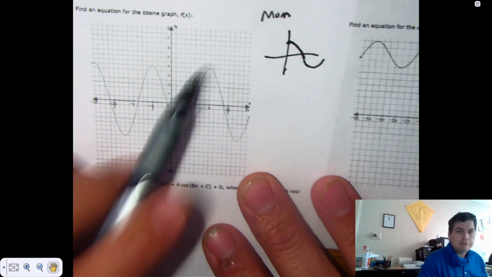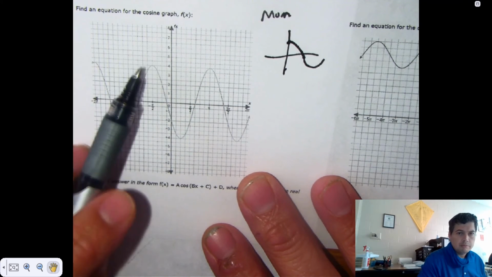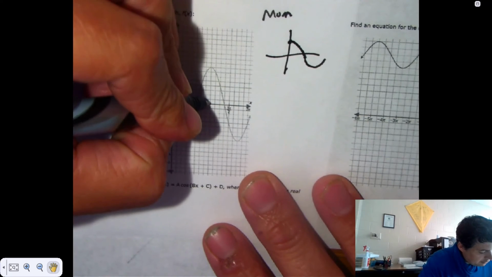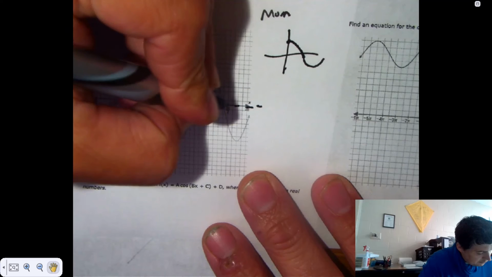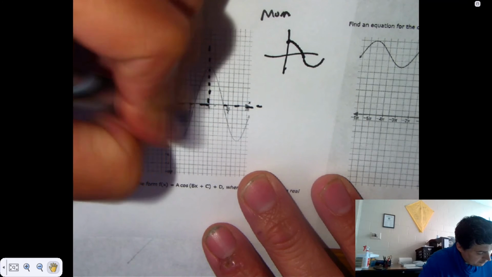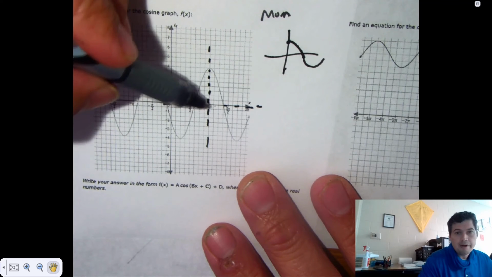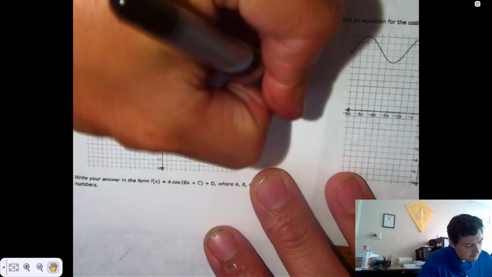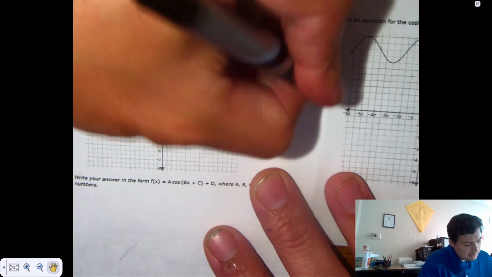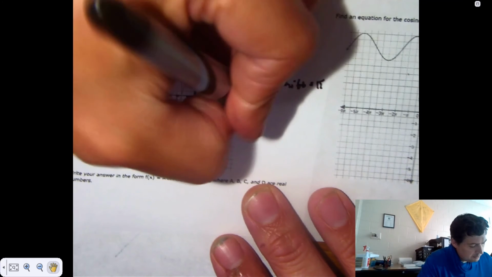I always just play around with quadrant 1, but there's nothing stopping you from playing around with quadrant 2. But I'm going to draw in a vertical line here. That's my phase shift. I can see it now. This thing has been shifted to the right pi. So my phase shift is equal to pi. Now this one doesn't have a vertical shift. There is no vertical shift.